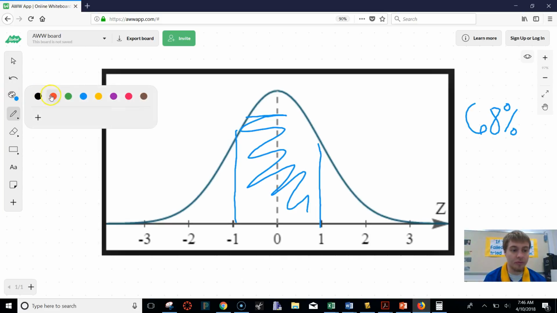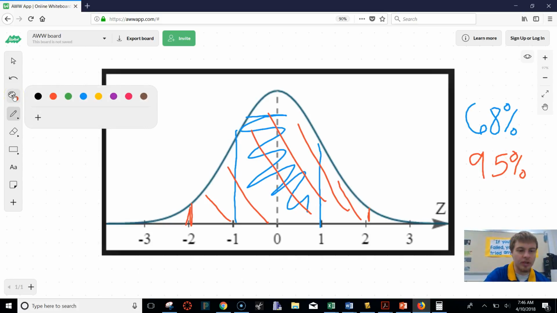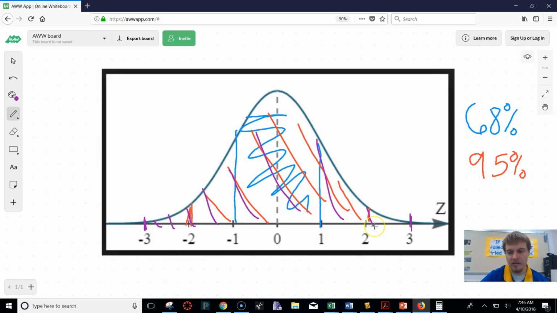If you want to go from two standard deviations, so you want to go from here to here and get everything in between, you can see that that's a larger area. So that's actually 95% of the data. And if we want to go to 3 standard deviations from here to here, you can see that looks like all of the data, and essentially it is, because that is 99.7%.